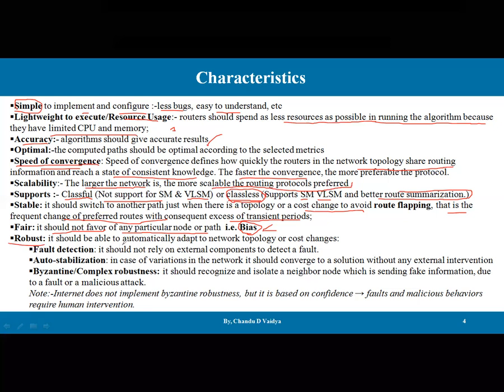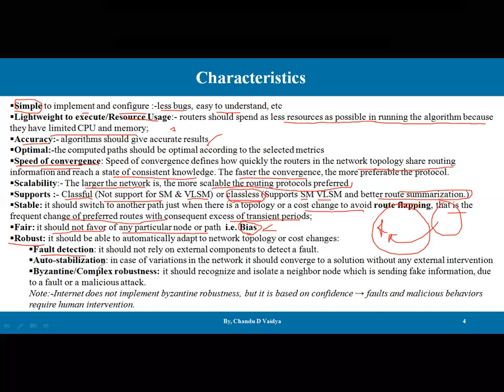It should be able to automatically adapt to network topology or cost changes so that everyone can prefer that. In robustness, we can say fault detection. It should not rely on external components to detect the fault. If we have a network and a router, and another network is there, this router makes decisions by its own. It's not supposed to rely on the other network components, guys.